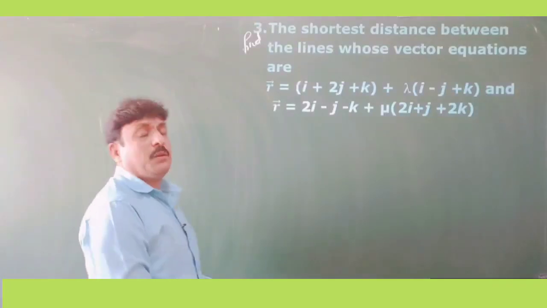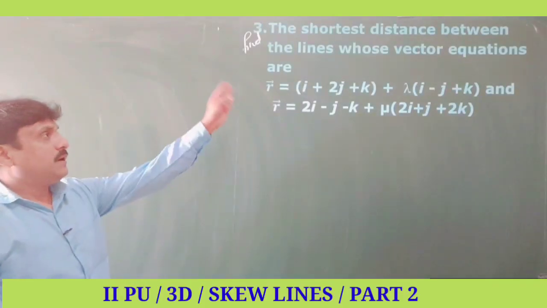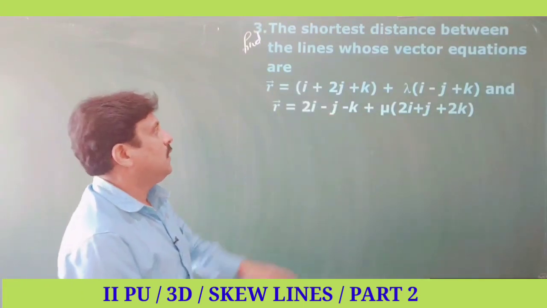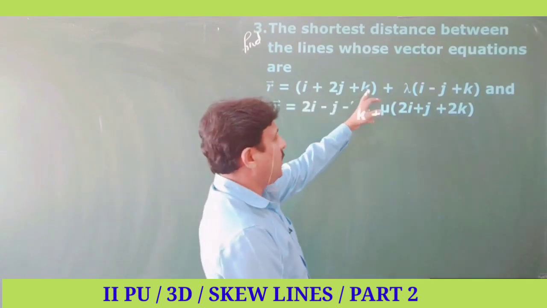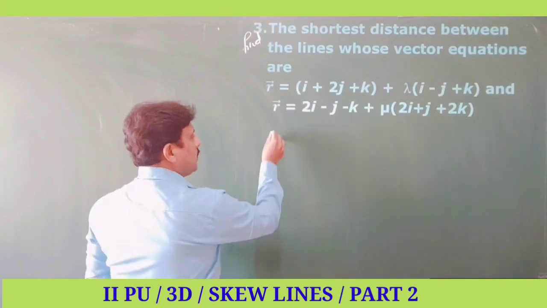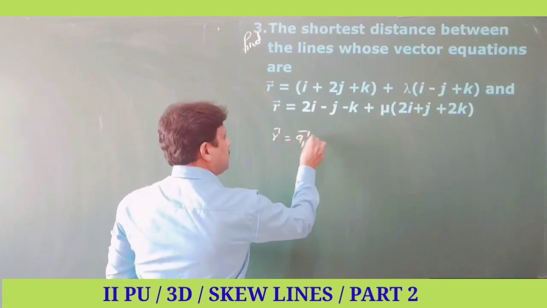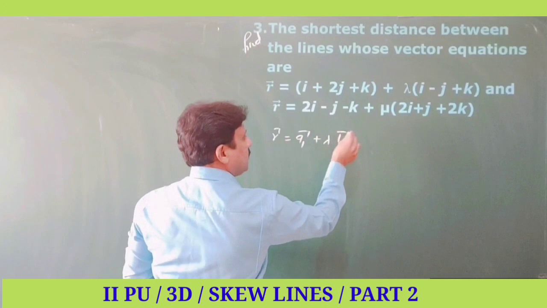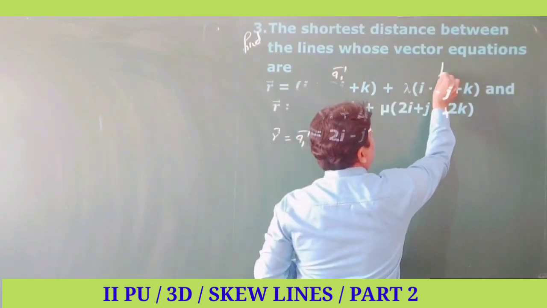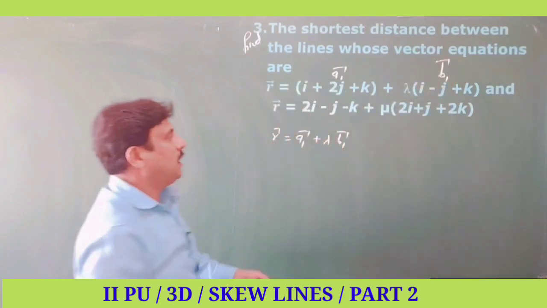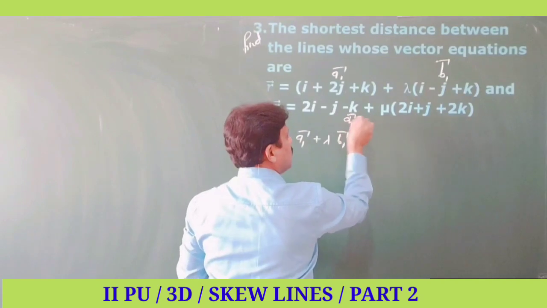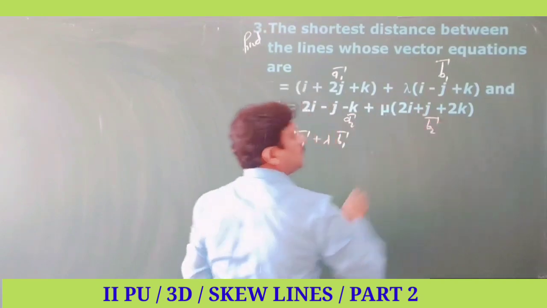Yes, question number 3. Find the shortest distance between the lines whose vector equations are i plus 2j plus k plus lambda into i minus j plus k, in the form, as usual, r equals a1 plus lambda b1. Compare. This is vector a1, this is vector b1. Similarly, this is vector a2, this is b2.